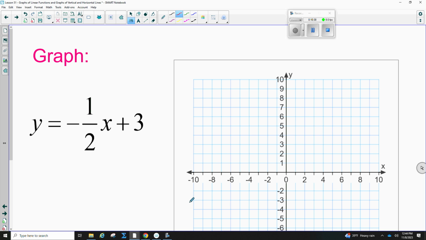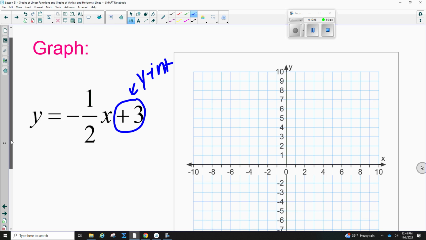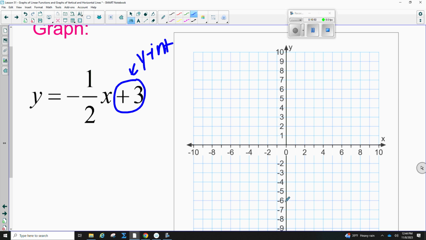Okay, we are always going to start with this number here, which is our y-intercept. So we always put it on the y-axis. You are going to put a point at positive 3 on the y-axis. That is where it crosses the y-axis. Now I have a slope of negative 1/2.